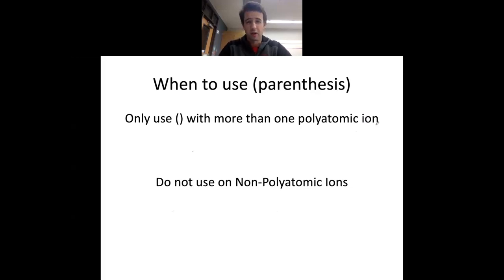So here's what I've got for you. I've got 3 examples of written formulas. Some of these are written correctly. Some of these are written incorrectly. Take a moment and take a guess. Which one do you think is written incorrectly? NaNO3, CaNO3, or AlNO3?